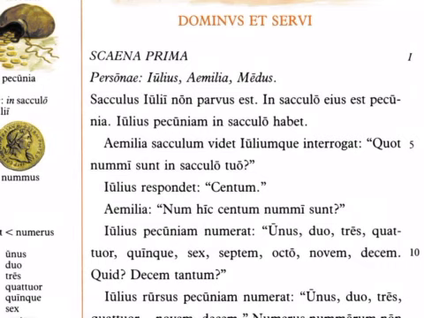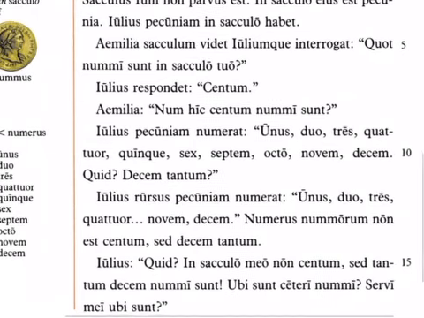Because he's a little unsure by Aemilia's question, he wants to make sure. Unus, duo, tres, quattuor, quinque, sex, septem, octo, novem, decem, quid, decem tantum? All right, 1, 2, 3, 4, 5, 6, 7, 8, 9, 10. What? Only 10? Tantum is one of several words for only in Latin. Some others we'll learn eventually are solum and modo. So only 10? He expected to have 100. That's how he had left it the last time he had seen it.